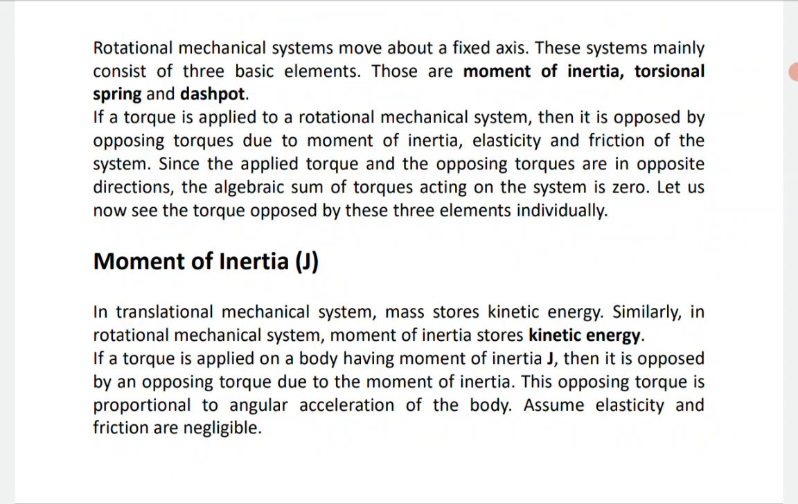In a translational mechanical system, mass stores kinetic energy. Similarly, in a rotational mechanical system, moment of inertia stores kinetic energy. If a torque is applied on a body having moment of inertia J, then it is opposed by an opposing torque due to the moment of inertia, and this opposing torque is proportional to the angular acceleration of the body. Assume elasticity and friction are negligible.